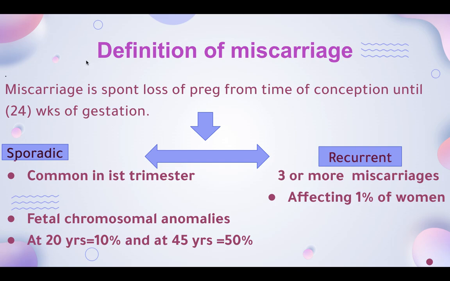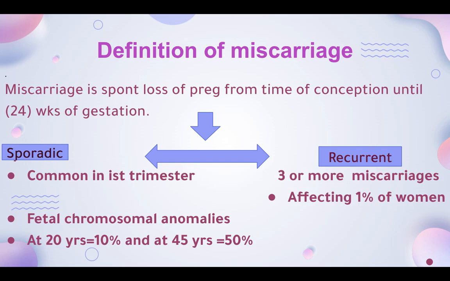Coming to the definition of miscarriage. As you already know, miscarriage is the spontaneous loss of pregnancy from the time of conception until 24 weeks of gestation. So pregnancy loss can be early or late. Miscarriage includes early losses up to 12 weeks, and also losses from 12 up to 24 weeks. All the duration before 24 weeks is included in miscarriage. It is a spontaneous loss, which means no intervention is done and the patient is spontaneously losing the pregnancy. That is a miscarriage.